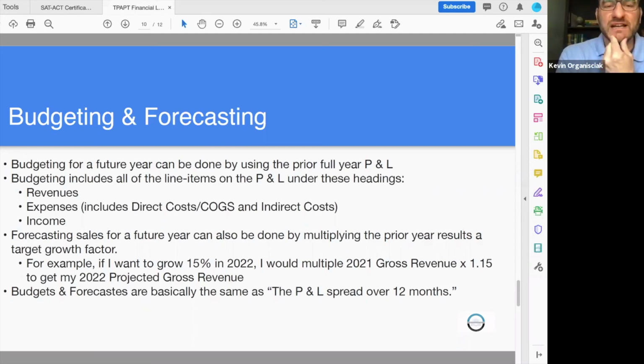Like, if you did $100,000 of business this year and you want to grow 20%, then you would take that 100,000 times 1.20, you get your $120,000 for revenue, and you could spread that out over 12 months and then figure out the expenses as a percent of that revenue. That's an easy way to do that. It's called top-down budgeting.